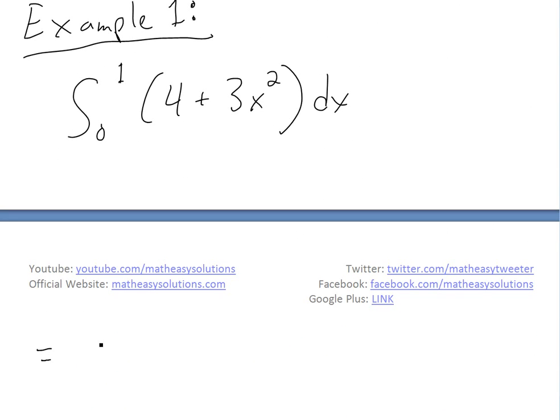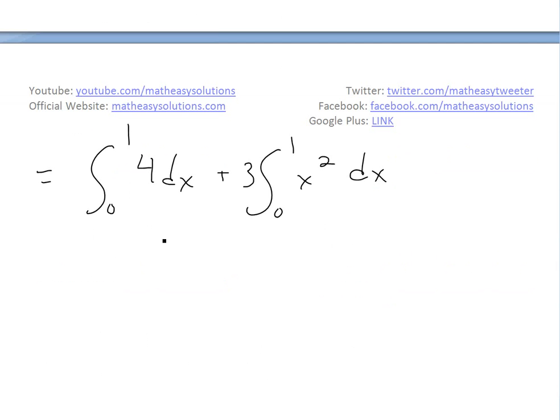So this one would just equal, well, the integral from 0 to 1. We could break this because it's a plus. So the integral of 4 dx plus the integral from 0 to 1 of 3, we could take the constant out, so 3x squared dx here. And now this one here, we could use that property 3 here, because this one's a constant, so this is just going to be 4 times 1 minus 0, so it's 4.